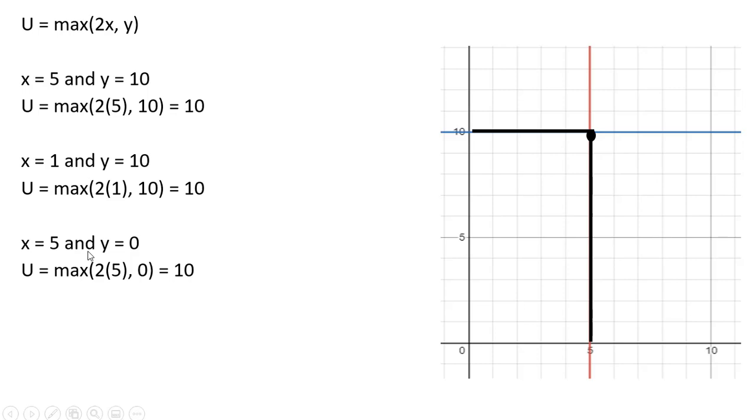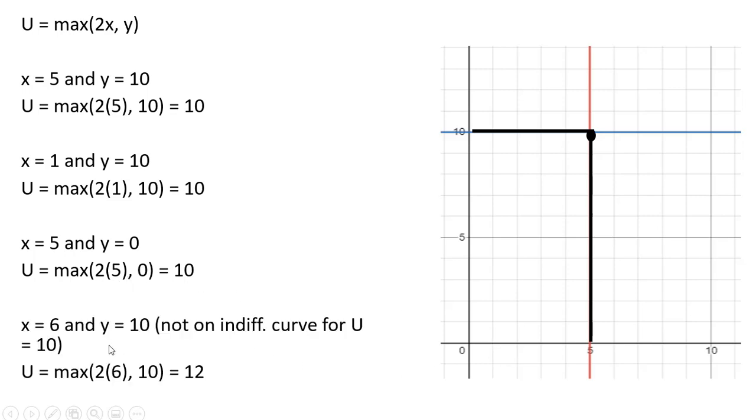Let's try x equals 5 and y equals 0. That's going to be down here. If we did things right, that should also be a point where the consumer gets exactly 10 units of satisfaction or utility. Plugging those values in the utility function, we get 10 and 0. The maximum of 10 and 0 is going to be 10.